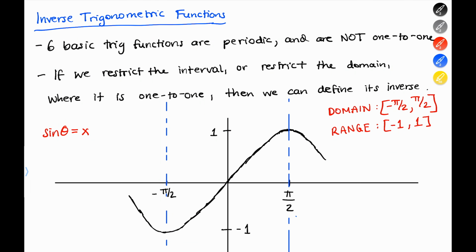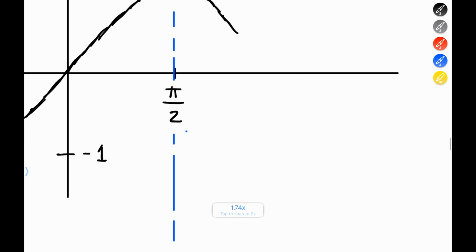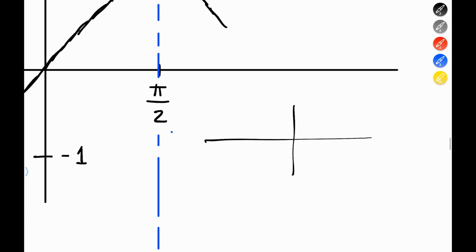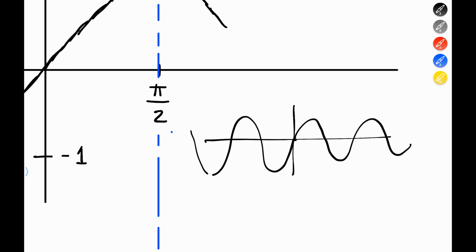Now let's shift our focus to inverse trigonometric functions. So we have 6 basic trig functions which are periodic, and therefore they are not one-to-one. However, if we restrict the interval or restrict the domain where it is one-to-one, then we can define its inverse. So a good example of this is a sine graph. So this is what a sine graph would look like. And you can notice that if we were to test if it's one-to-one via the horizontal line test, we would notice that it does not pass.